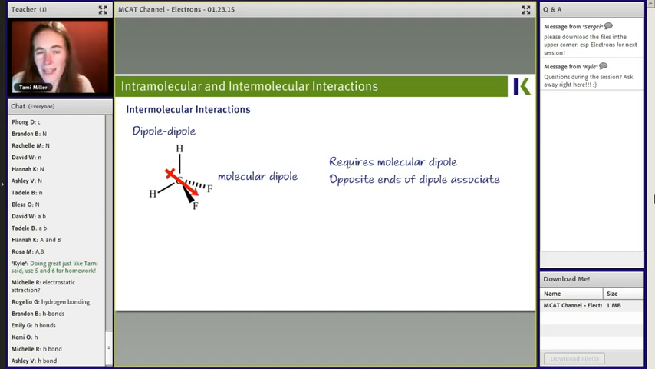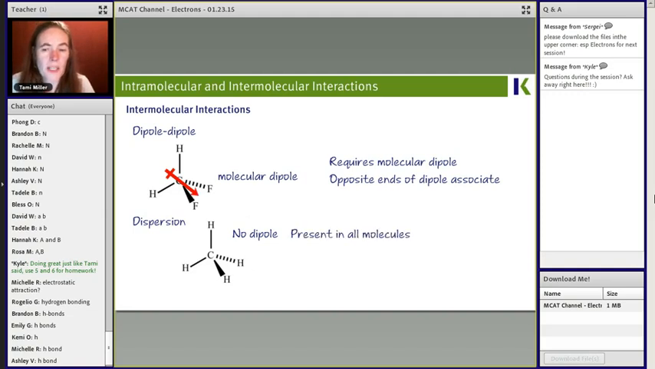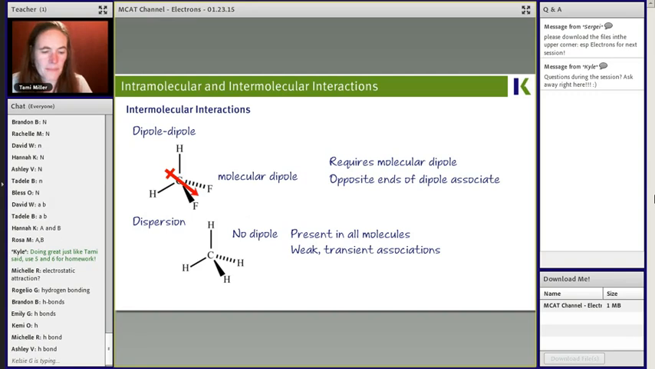The next would be dipole-induced dipole, which we're not going to talk about. Instead, we're going to talk about dispersion forces. Be careful with calling it van der Waals. Van der Waals is actually dipole-dipole, induced dipole, and dispersion. So dispersion is just present in all molecules. We have this nice cloud around us.